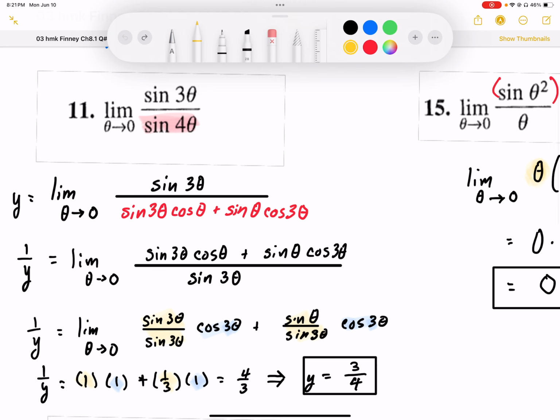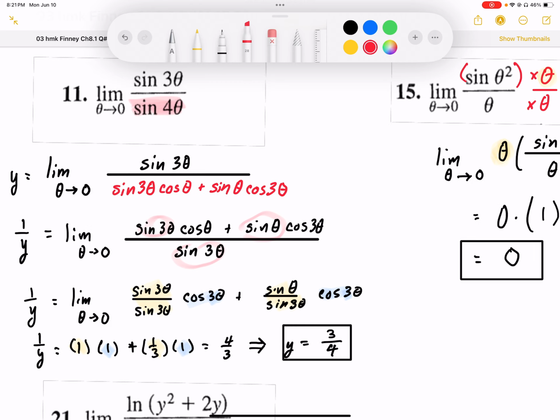So flipping it, I can pair up the sine 3 theta over sine 3 theta. Okay, so this can be paired. And then we have the leftover cos theta. And then I have this sine theta over sine 3 theta. Okay, that can be paired. And we have leftover cos 3 theta.